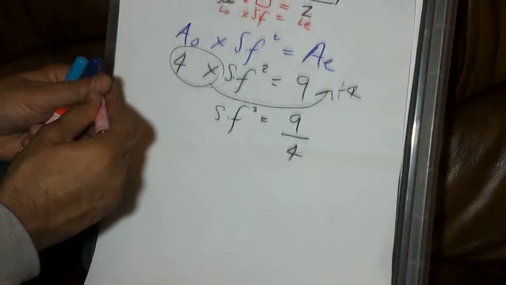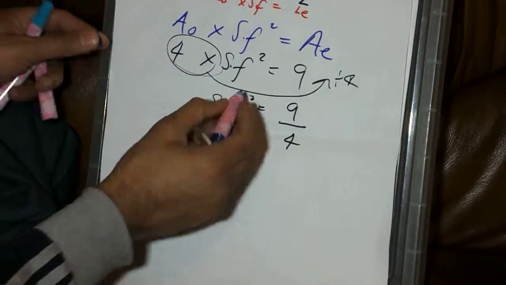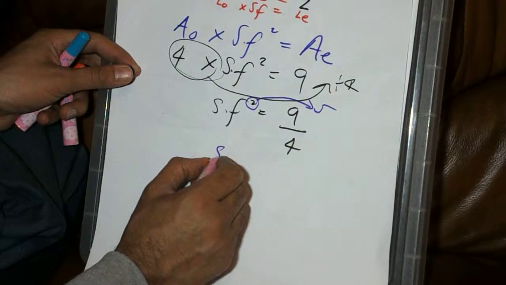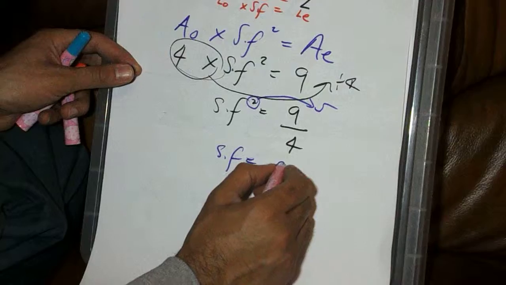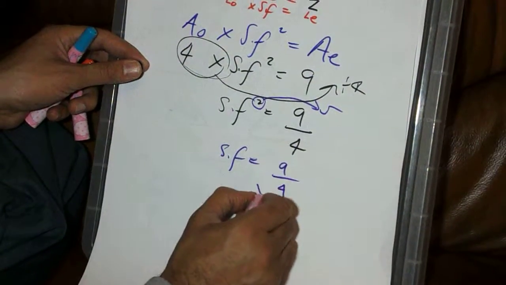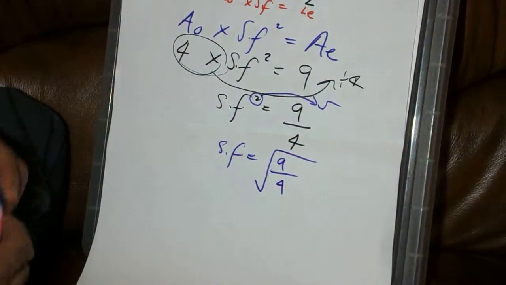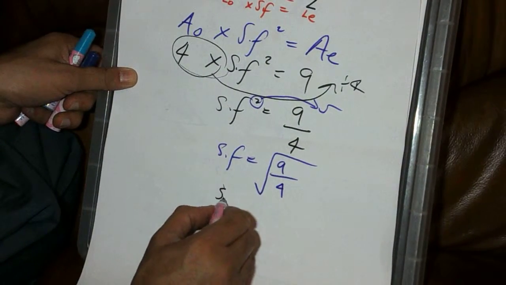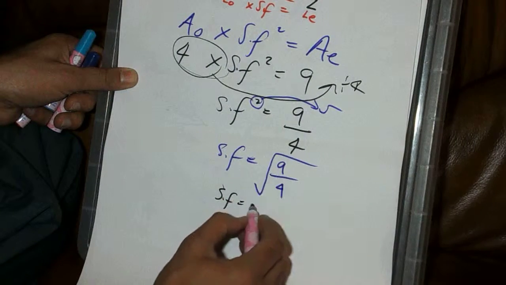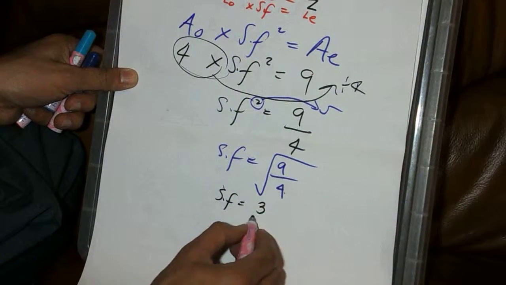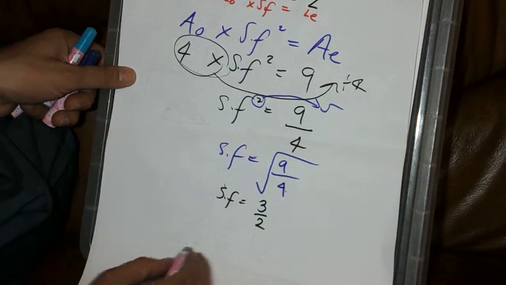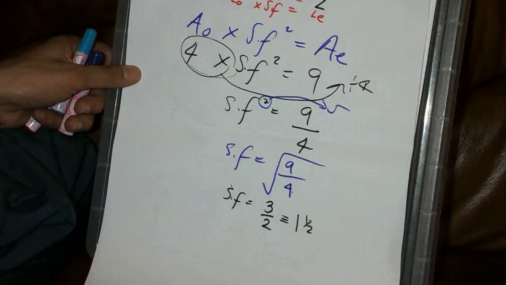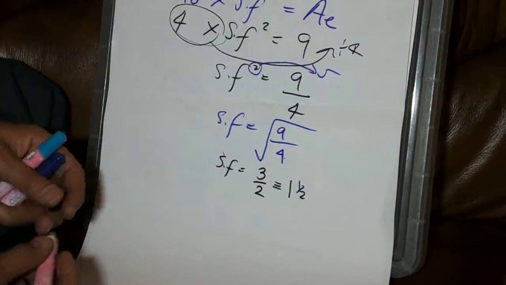Now, we need to get rid of the squared. We don't want scale factor squared, we want the scale factor. So the opposite of squaring is square root. So the scale factor will be equal to the square root of 9 over 4. Now the square root of 9 is 3, the square root of 4 is 2, so that gives you 3 over 2, which is equivalent to 1.5. Okay, so that's our scale factor for this question.